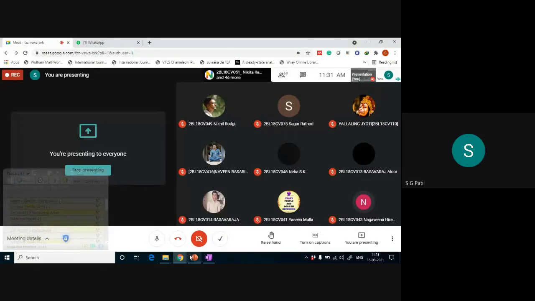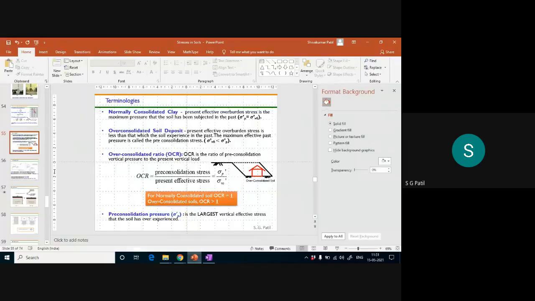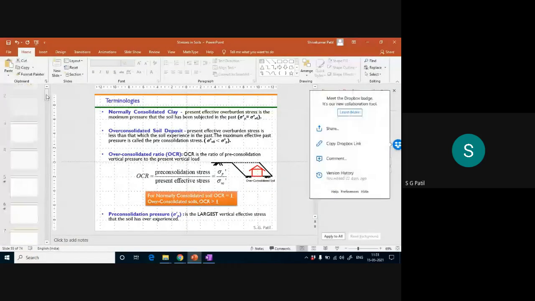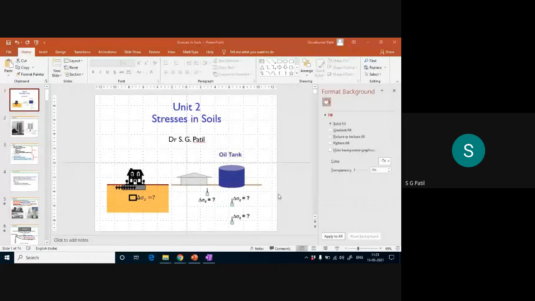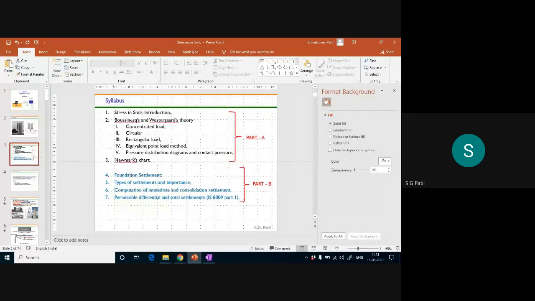Welcome back. We are discussing stresses in soil. This will probably be the last class. We already discussed plenty of things in this chapter, like Boussinesq's theory and Westergaard's theory, and we have also seen the difference between Boussinesq and Westergaard.